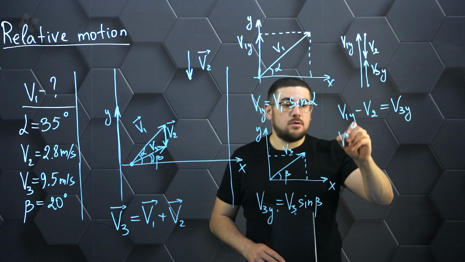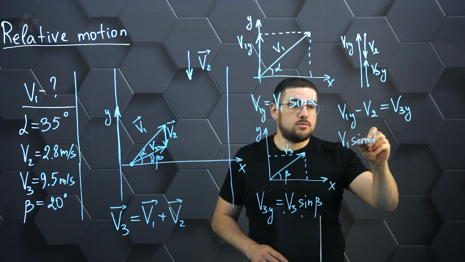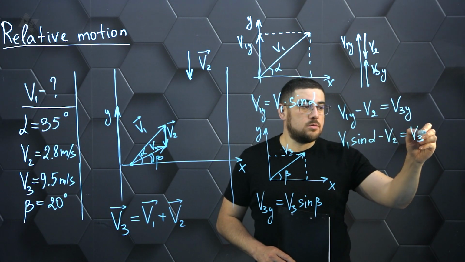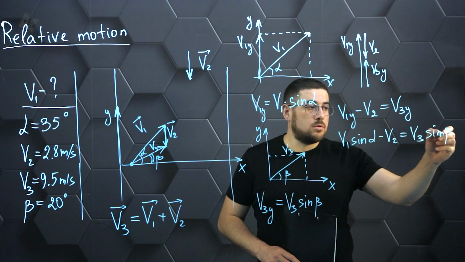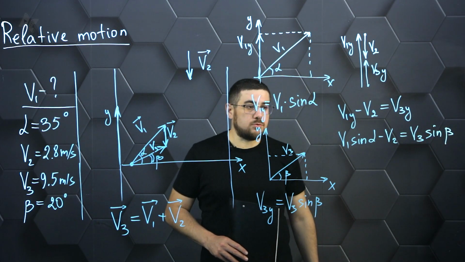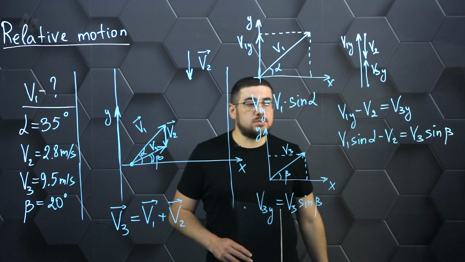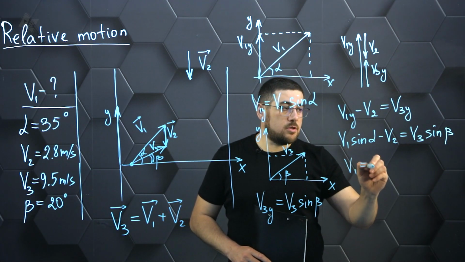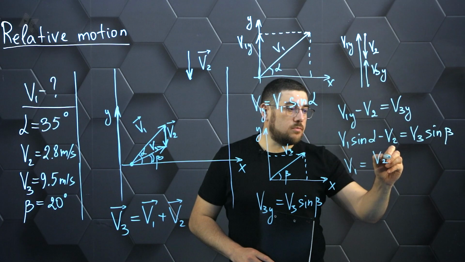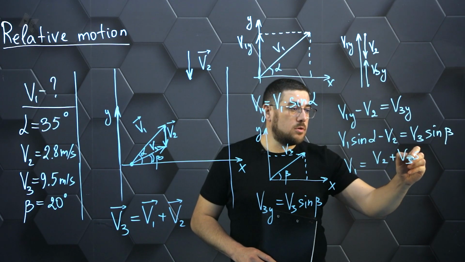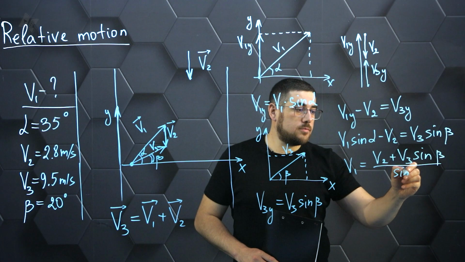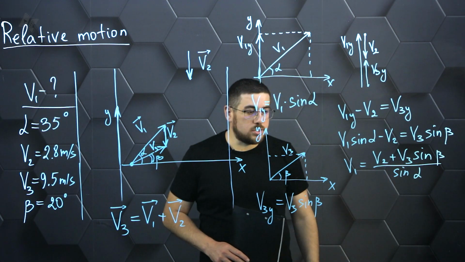So v1y is v1 times sine alpha minus v2. That equals v3 times sine beta. So that's the equation we have. We have one single unknown in this equation, which is v1. So we express it out of this equation and we get v1 equals v2 plus v3 sine beta, divided by sine alpha. So that's our final formula.